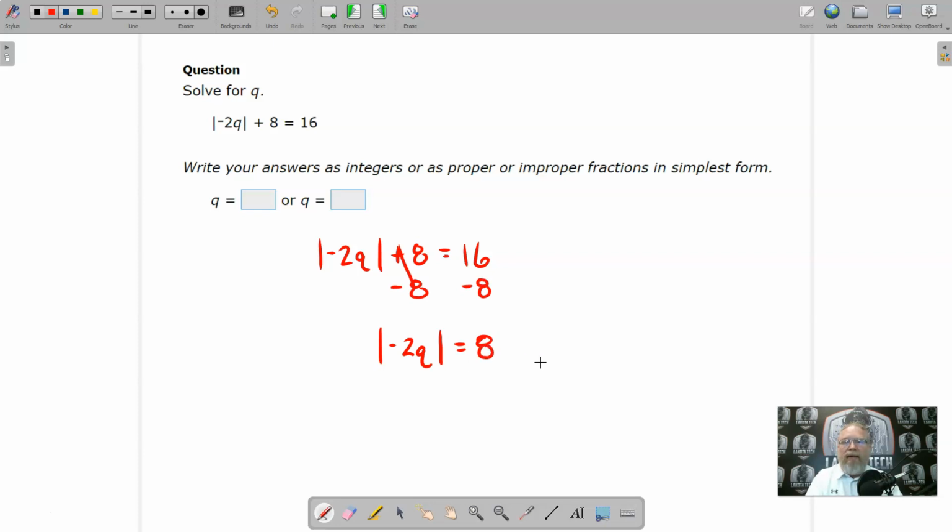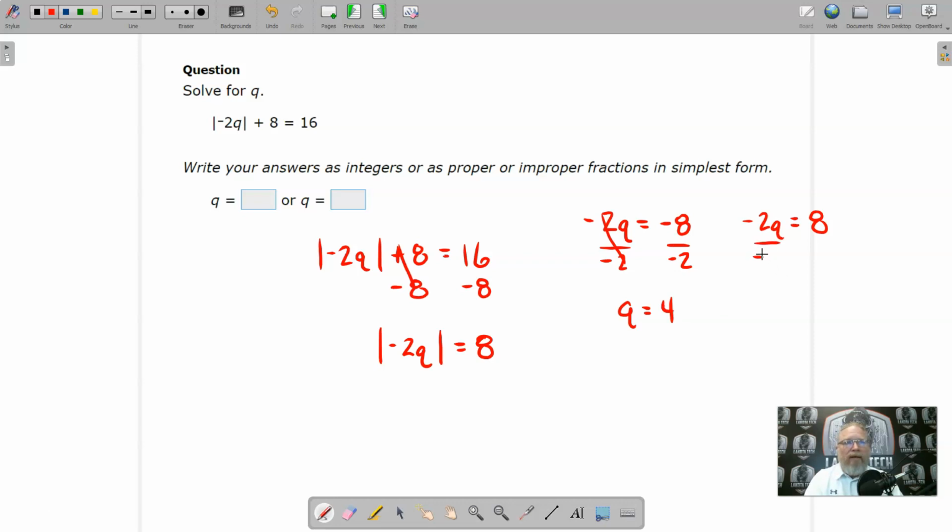Now I can set up my situation where I have two special cases. I want to call them mini equations, but they're actually just case 1, where I have -2q could equal -8, or -2q could equal +8. So let's divide both sides by -2. I do that because I want these -2s to cancel each other. Leave me with just q on the left, and negative divided by negative is positive. 8 divided by 2 is 4.